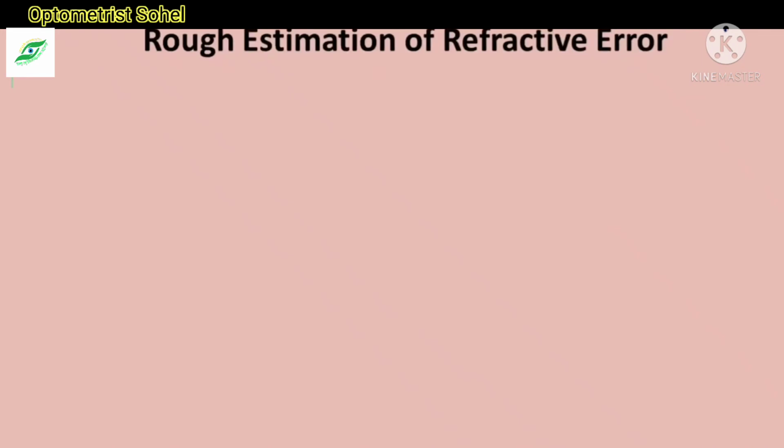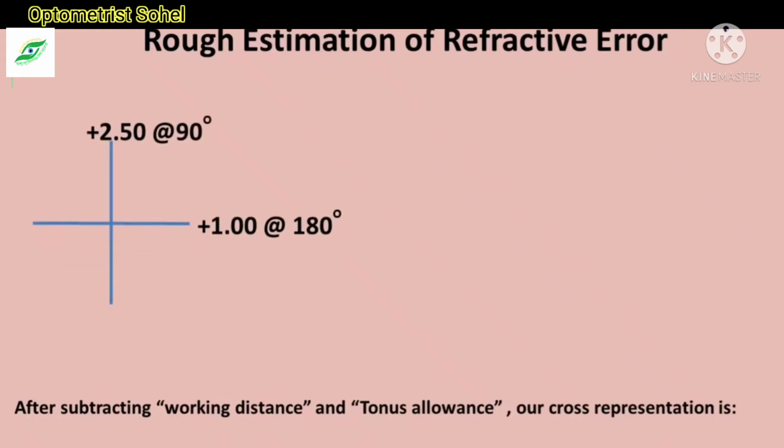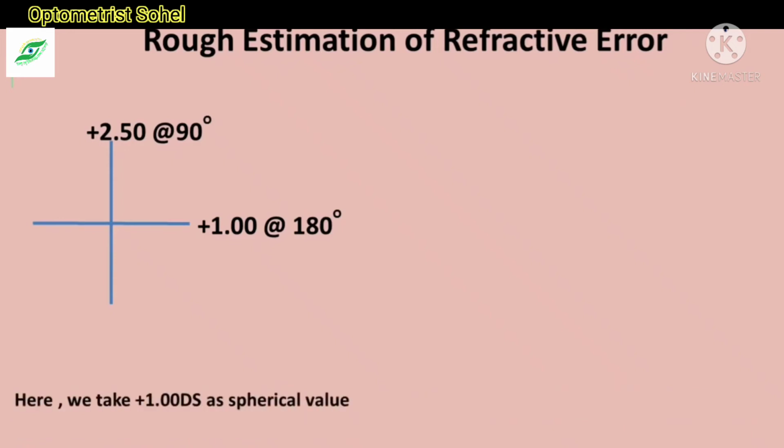Rough estimation of refractive error. After subtracting working distance and tonus allowance, our cross representation is +2.5 at 90, +1 at 180. Now for a sphere you can take any value from the cross representation. I will take a smaller value for a sphere. Here we take +1 diopter sphere as the spherical value.